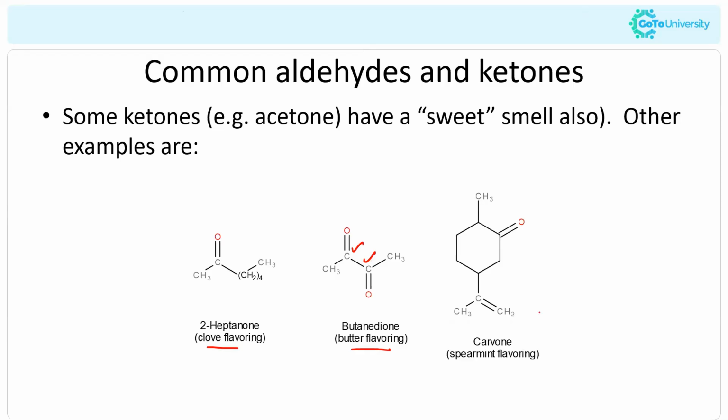Now the third one is carvone. It provides the flavor of mint. So mint flavoring is given by the compound carvone. So these three are compounds containing a keto group, meaning they are ketones. The previous ones are aldehydes. That is the difference.